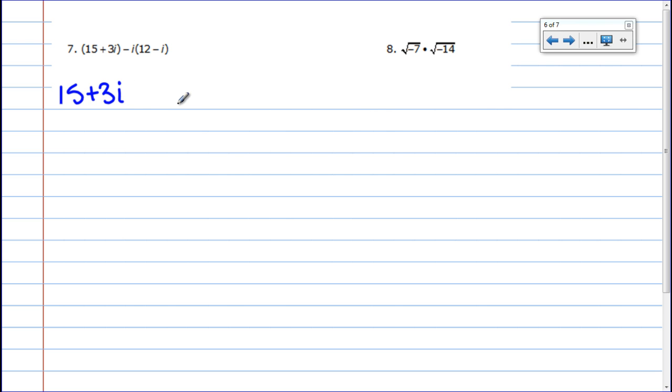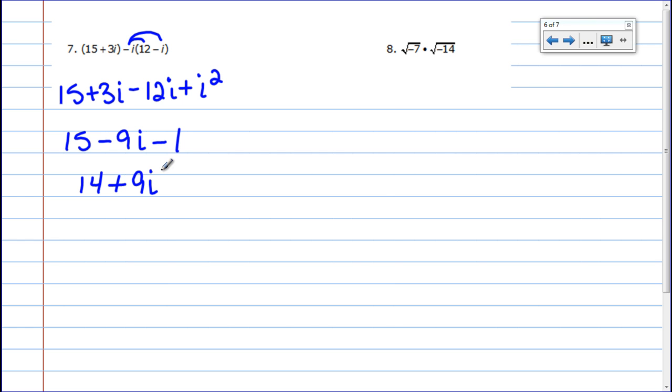I can't do anything with it. I'm just going to drop the parentheses to help me. Then I have to do negative i times 12, so it becomes minus 12i. And then I have to do negative i times negative i, which makes positive i squared. Well, I can put these two i's in the middle together because they're the same. So I have 15 minus 9i, and then i squared is just negative 1. Well, now my numbers can go together. So 15 minus 1 is 14 plus 9i, and that is simplified down to the complex version.